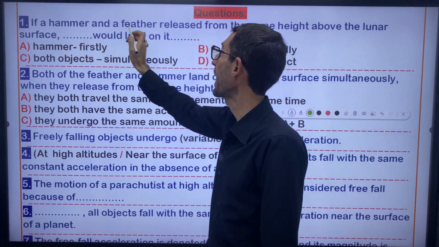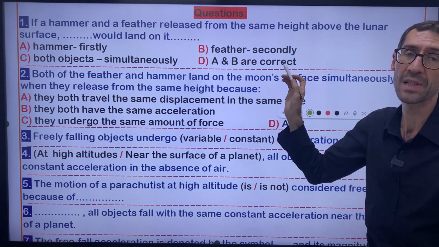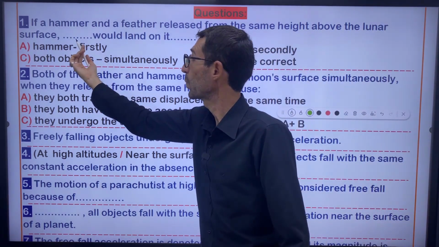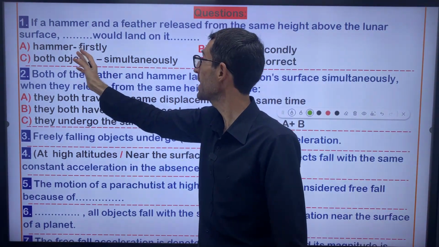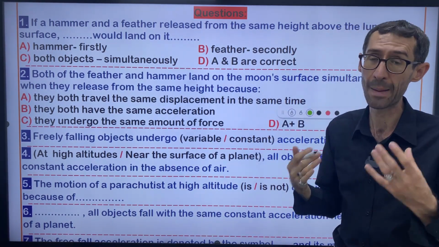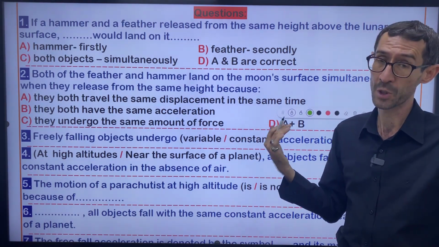If a hammer and a feather are released from the same height above the lunar surface, above the moon's surface, we have a gap here: a space would land on it. We have another space. So there are two gaps. We have to fill in the gaps with appropriate options.